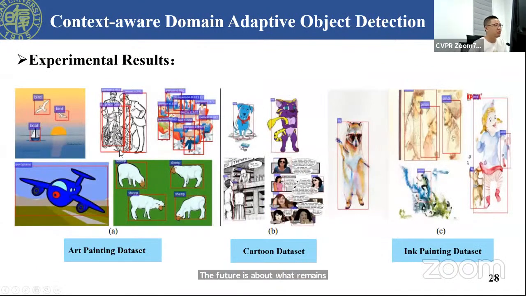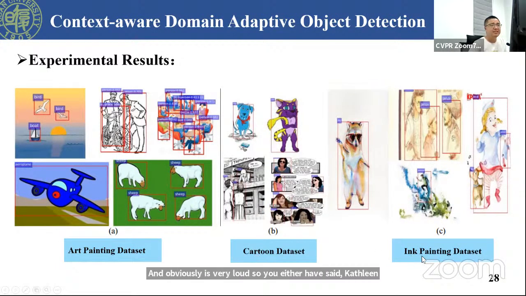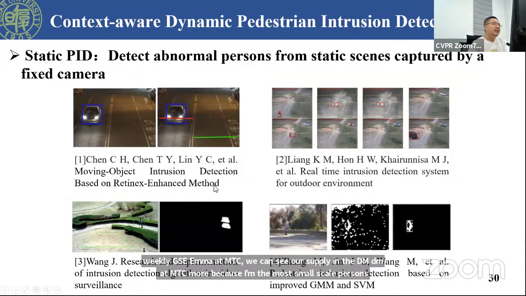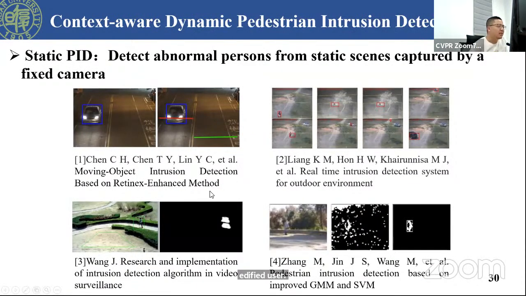And this is the result on other datasets, cartoon and ink painting datasets. One is without DSEM, the second one is with DSEM adaptation. We can see after applying the DSEM adaptation, more vehicles and more small-scale persons are identified using our method. So this is the second work.